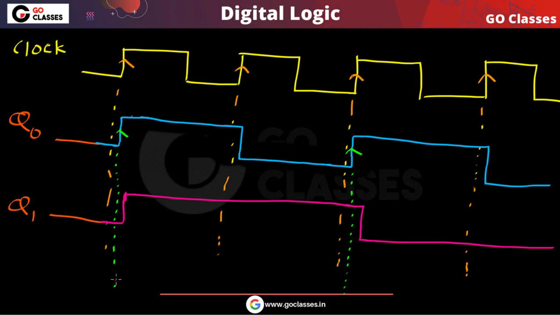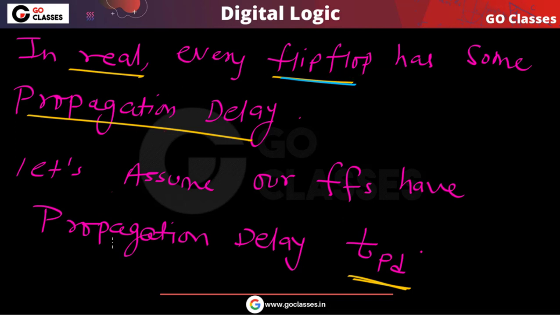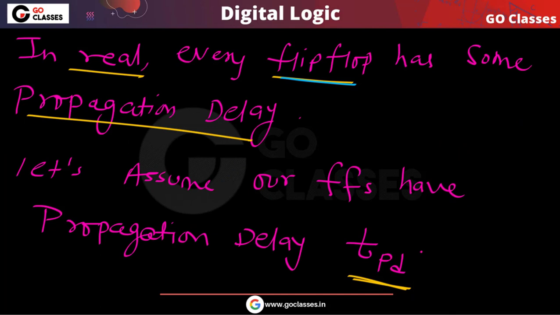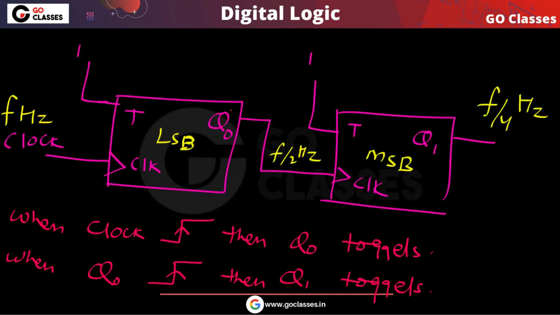Here is one thing you should notice. First of all, every flip-flop in real life has propagation delay. What it means is that when you change the input, the output will change, but after some time. So you are changing the input, but the output will change after some time. This is the propagation delay.